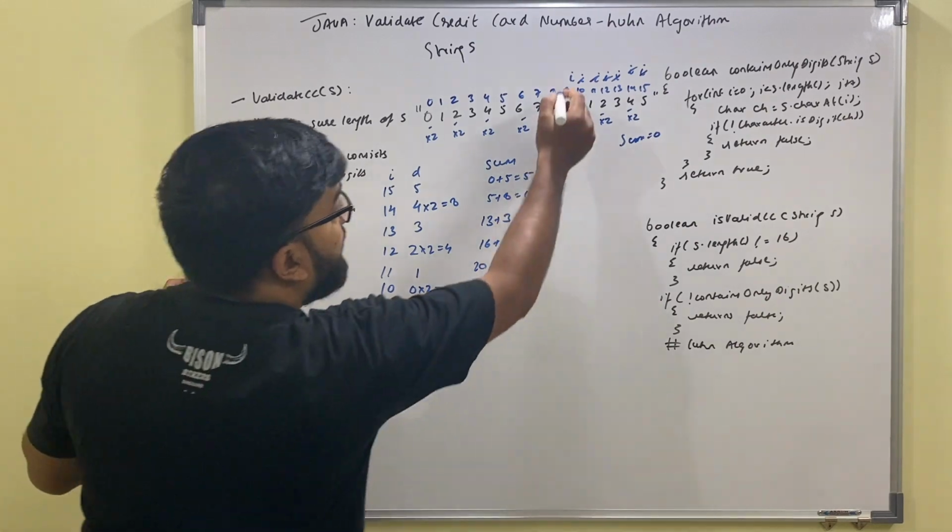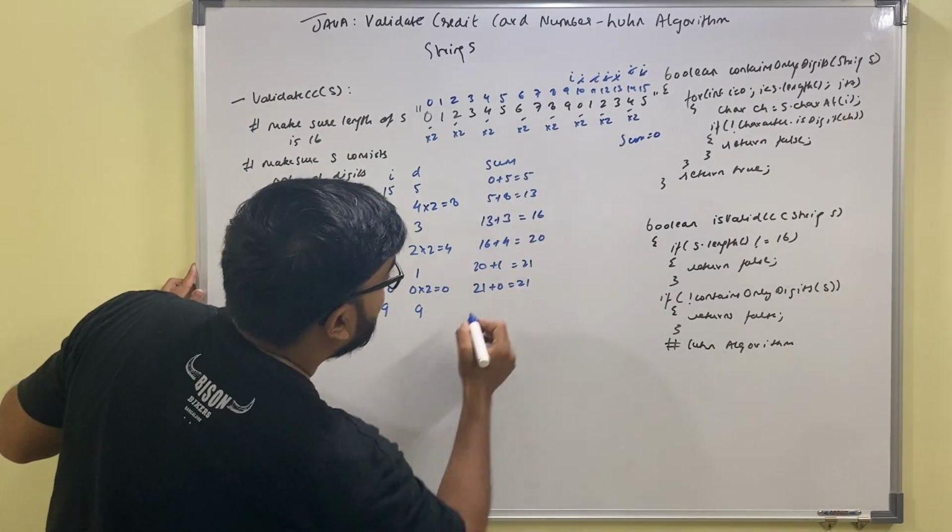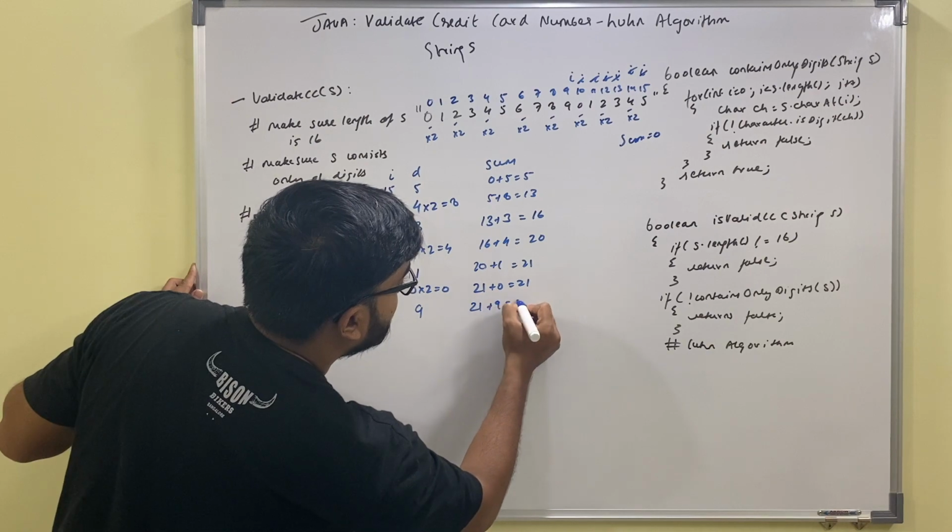At index 9, I have the digit 9. I add 9 as it is. This does not have to be doubled. 21 plus 9 is 30.